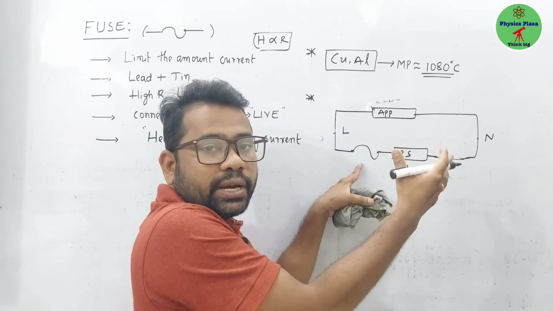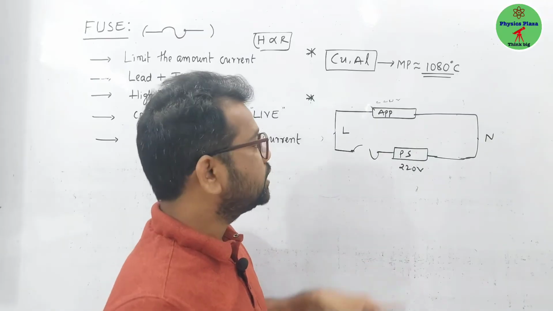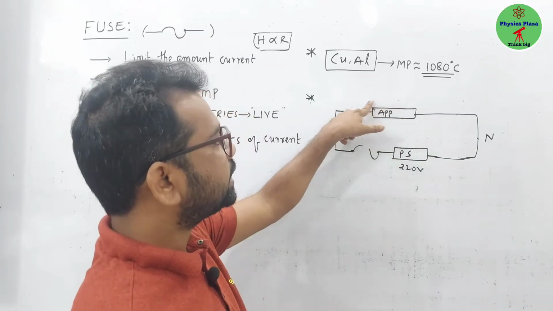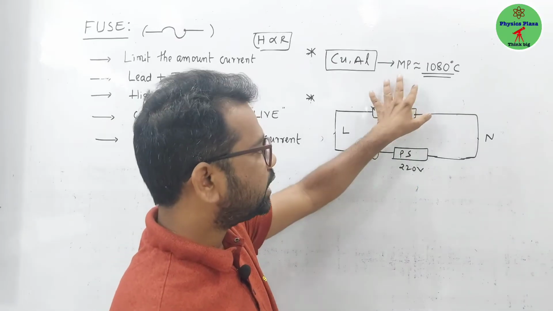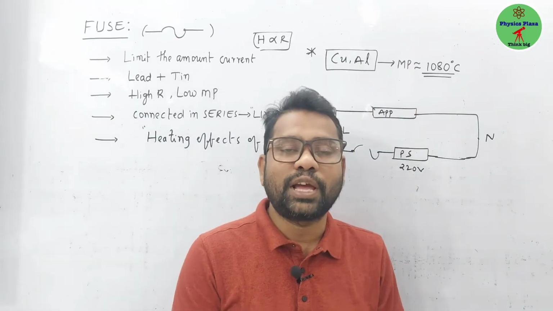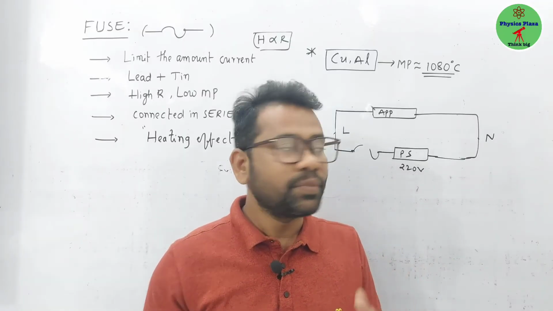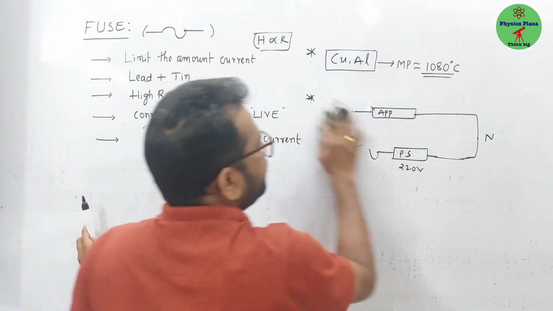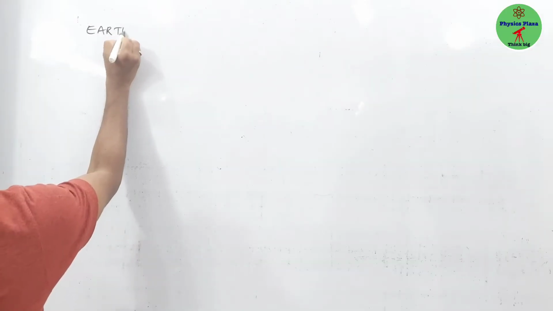Due to huge currents, what will happen if the live wire melts? Now look here, the appliance gets disconnected from the power supply. If you touch the electric appliance, nothing will happen. Is it clear why it should be connected in the live wire? Okay, fine. Now children, one more topic: what actually is earthing. Now we'll see what earthing is.